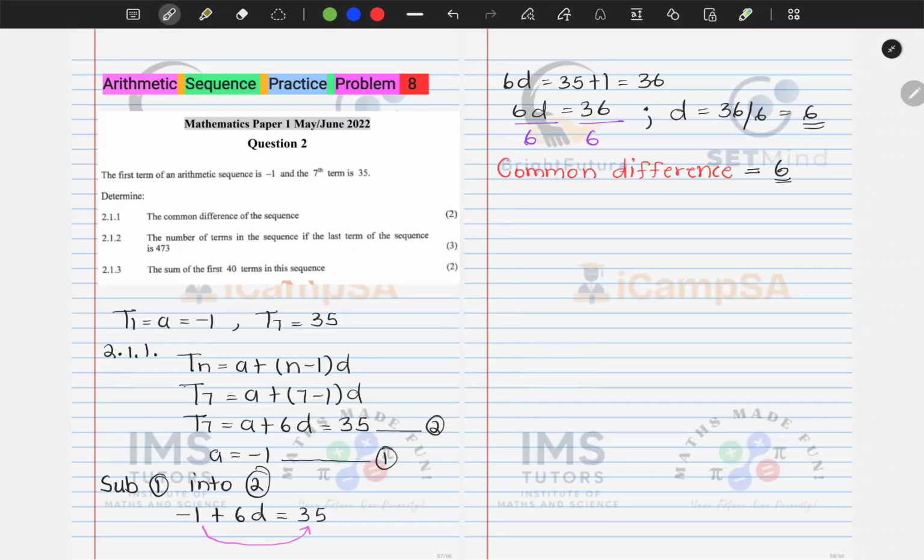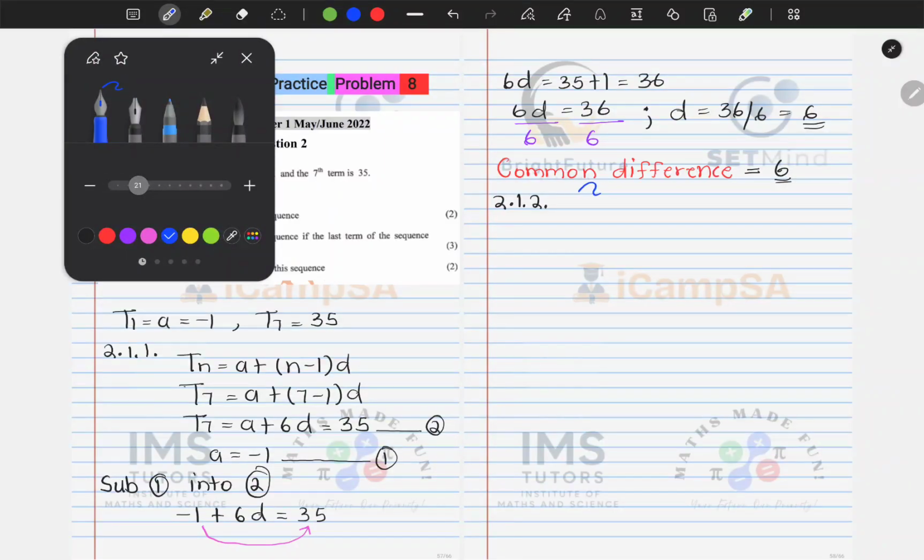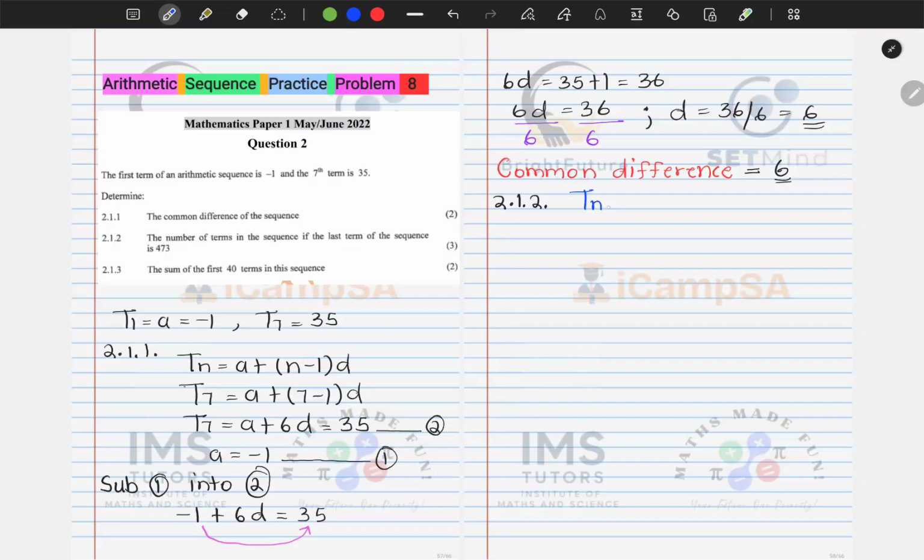Okay, so next let's have a look at 2.1.2, where we are told the number of terms in the sequence. We are required to determine the number of terms in the sequence if the last term is 473. Essentially we're given the last term, which is 473, and we need to figure out how many terms there are in this sequence.